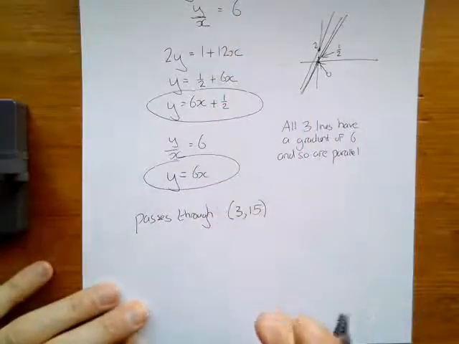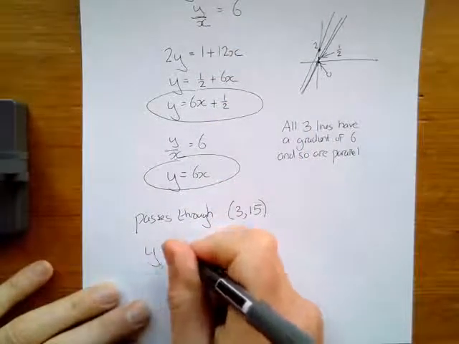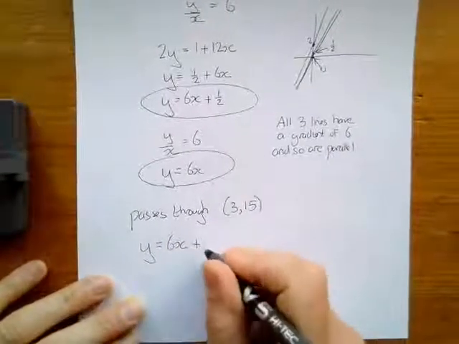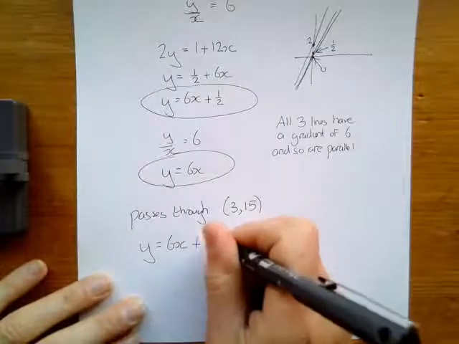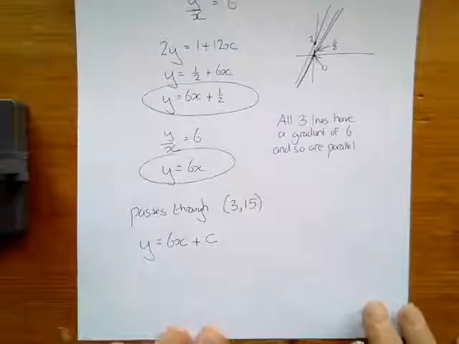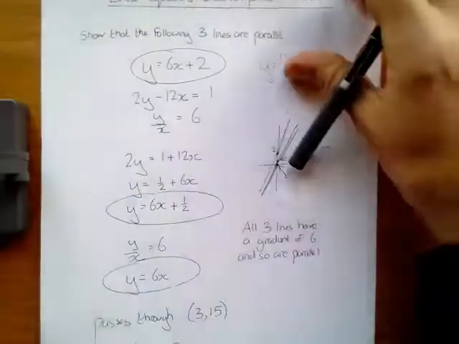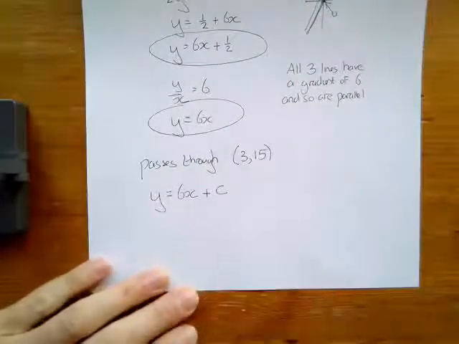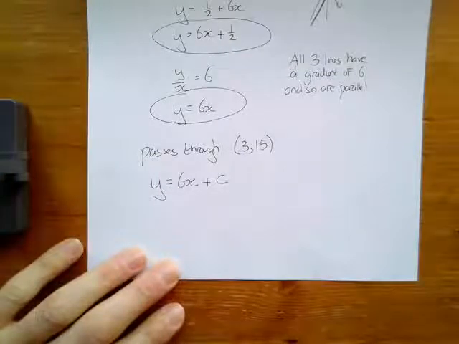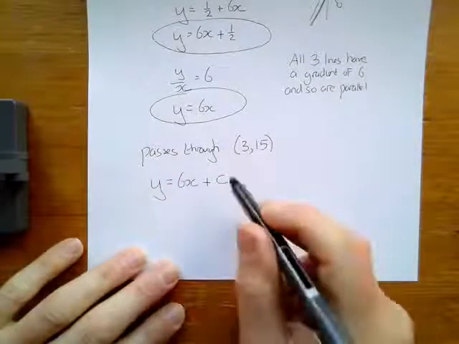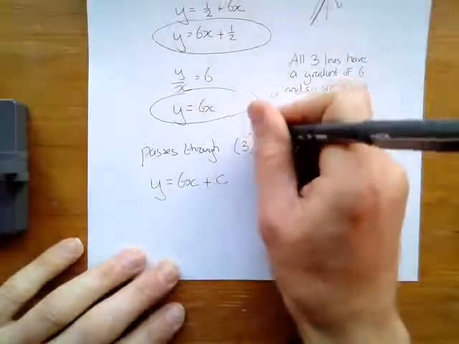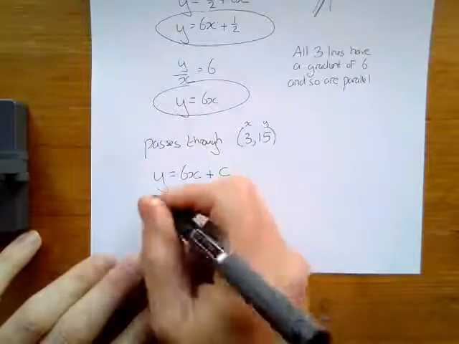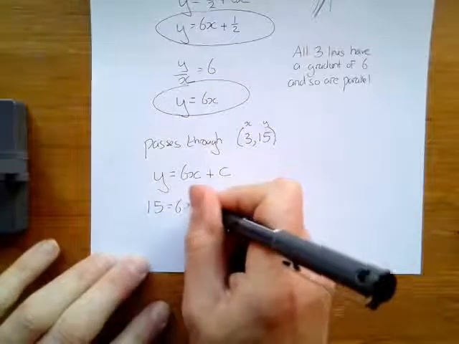I'm trying to find a line that's parallel to these 3 and passes through 3, 15. Well, if it's parallel to these 3, I know that it's y equals 6x. What I don't know is what number to put on the end here. So I just put C for now, because that's the general letter that we use for that part of the equation. Then all I need to do to finish this question off is to find the value of C, and that's really simple. I literally just sub these values in for x and y, remembering that this is the x and this is the y. So I get 15 equals 6 times 3 plus c.